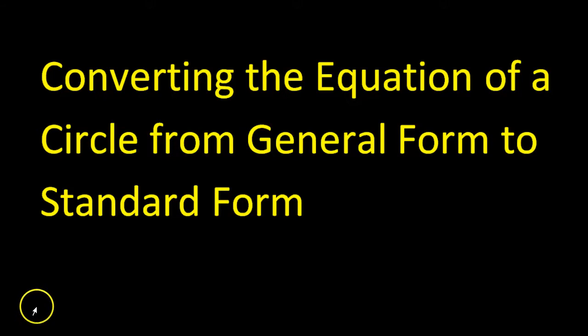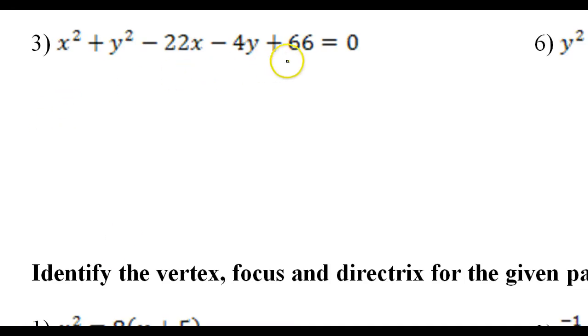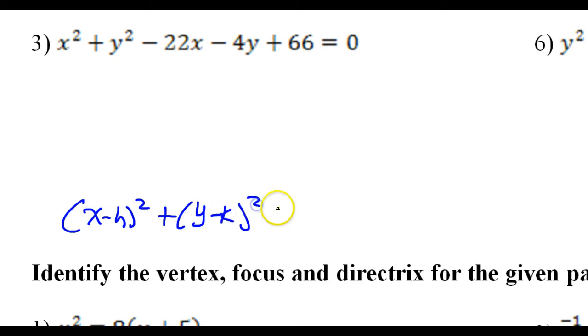In this video, we will learn how to convert the equation of a circle from general form to standard form. This is general form. Notice the lack of parentheses. Standard form, which is our target, is when you have (x minus h) squared plus (y minus k) squared is equal to the radius squared. Once we rearrange this into this form, it will be in standard form.